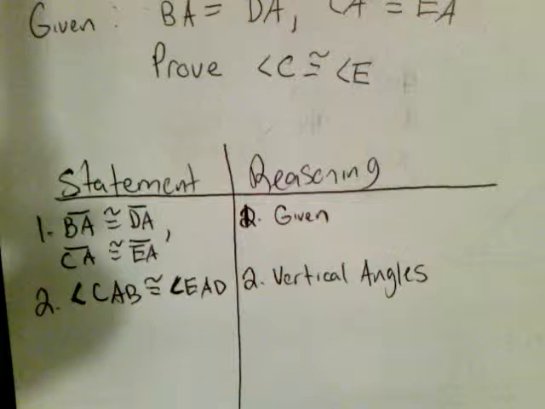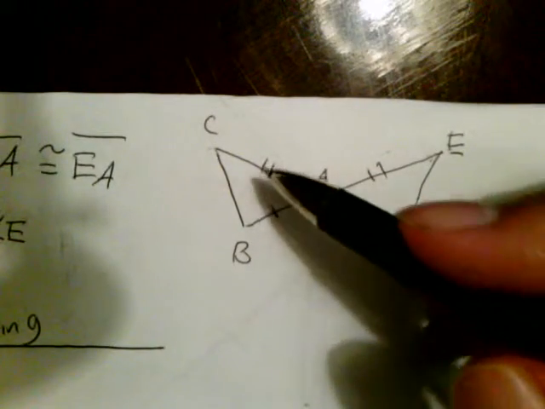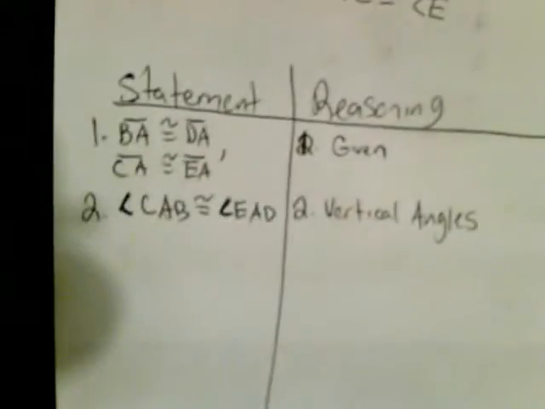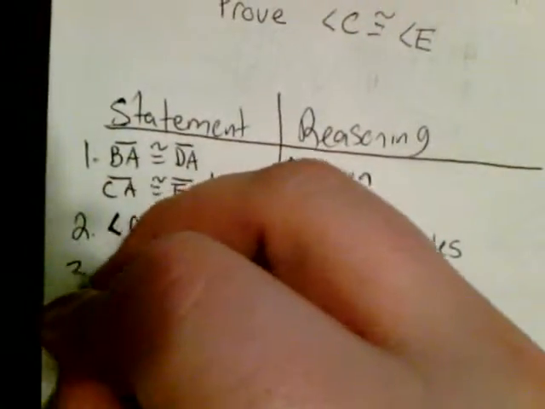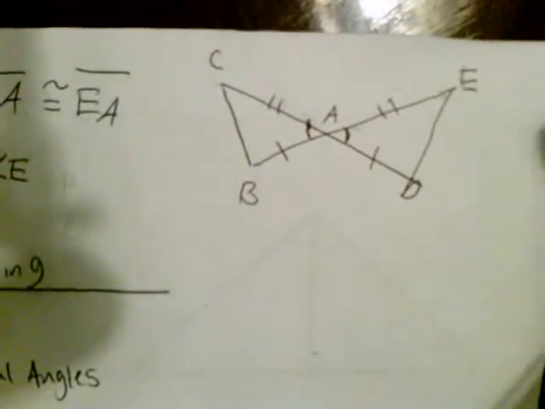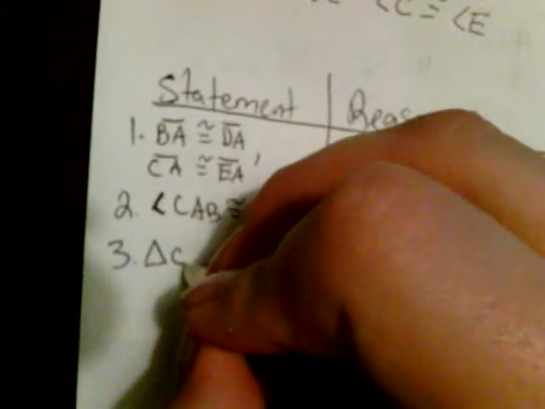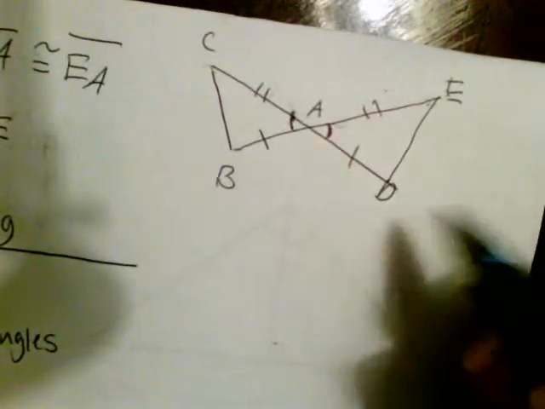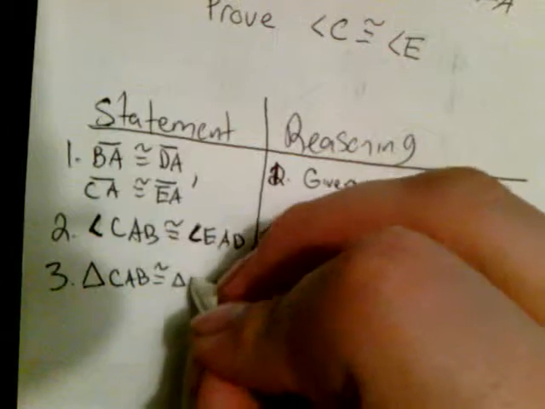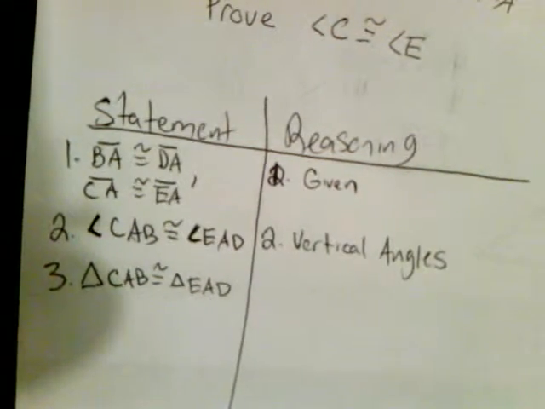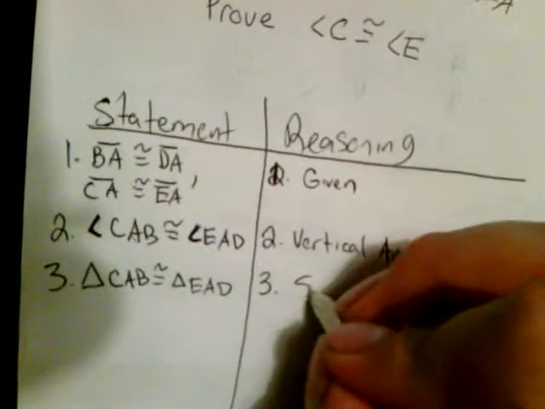Okay. Now, do we have enough information? Well, let's check. We have two sides and an angle in between. I believe that is side, angle, side. So we know they're congruent. Remember, we have to write this out so that corresponding parts are in the right place. So triangle CAB is congruent to triangle EAD. We said these are congruent because of side, angle, side.